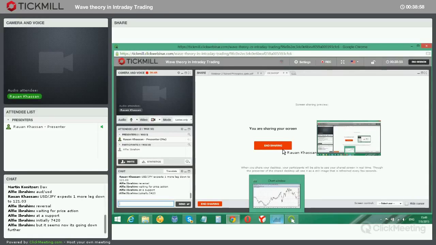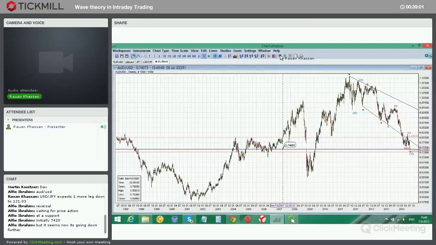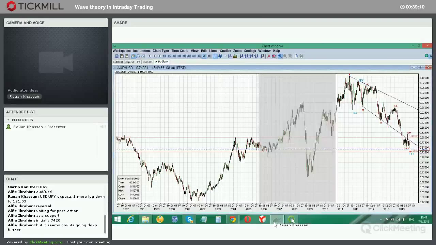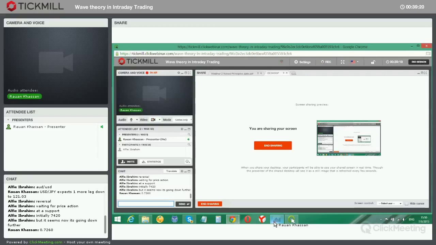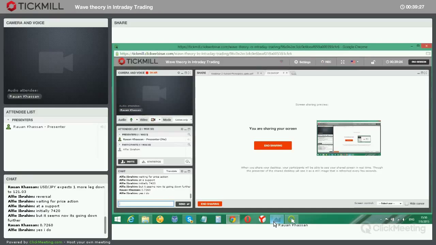Okay, so you're expecting 74.20. As you may see, we have already come over it. Yeah, it definitely goes below. So, have you got any idea about 0.7260 level? If you want to, I can show you how I have come up with this level.